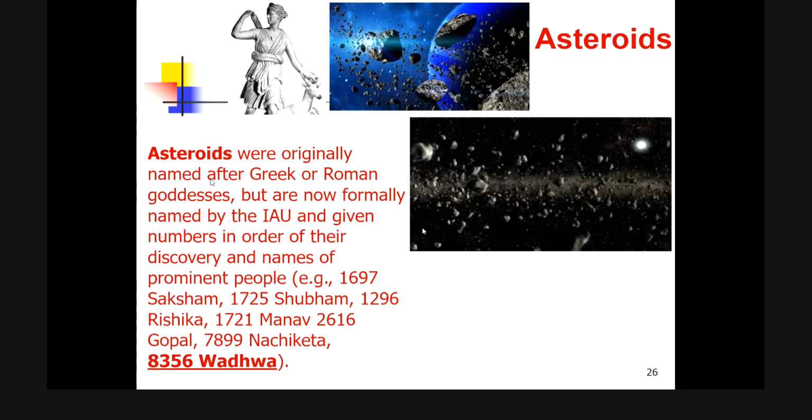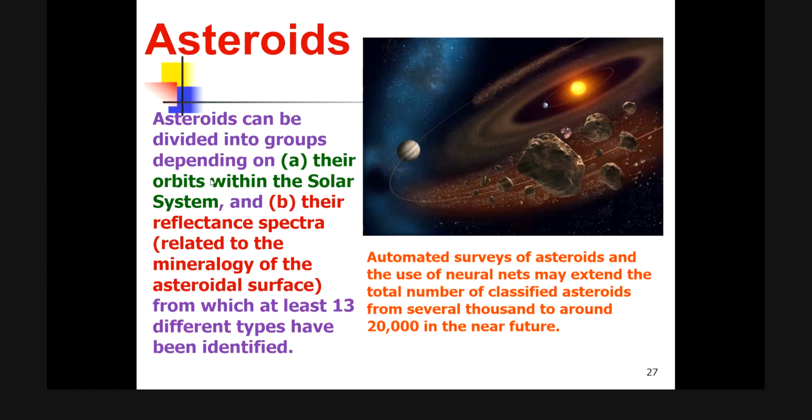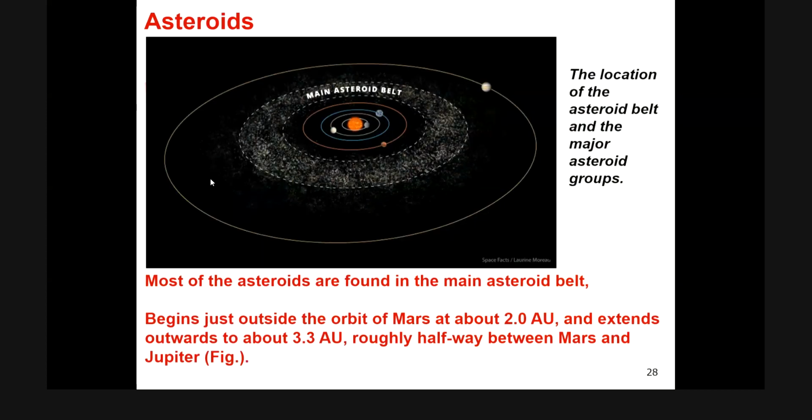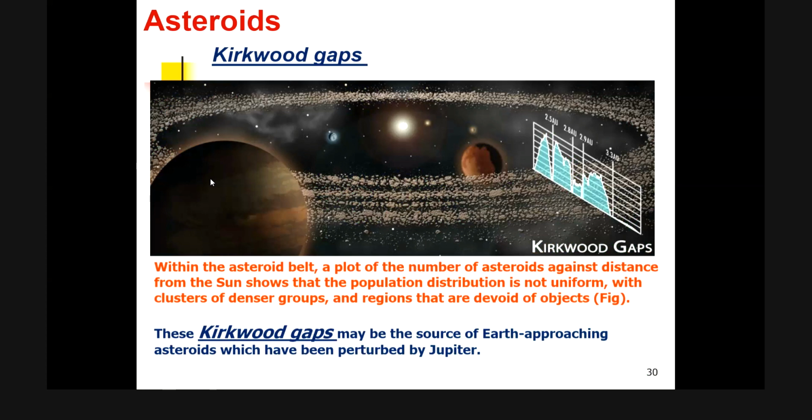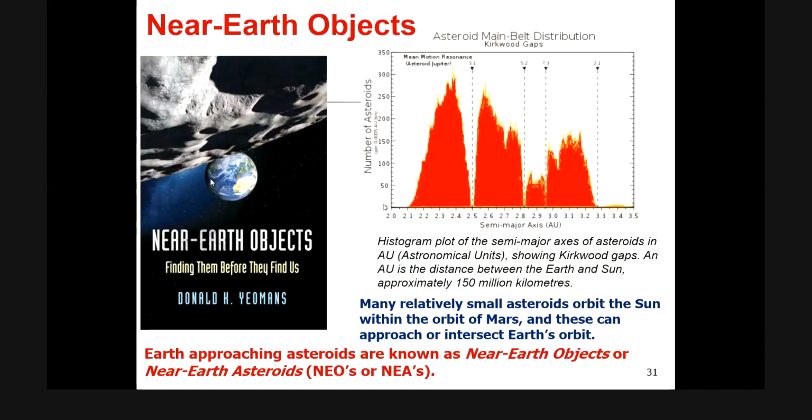Then we had dealt with asteroids, how they are named, and what asteroids are. Continuing with that, they can be divided into several groups based on their orbits and their reflectance spectra, which is related to their surface chemistry or mineralogy. We had learned about the location of the asteroid belt, which lies between the orbits of Mars and Jupiter mainly. There are several exceptions as well, a few other locations containing the Trojans and the Greek group of asteroids. Then something important about the Kirkwood gaps: if you plot the distance from the sun against the asteroid population at a certain distance, we found certain gaps, known as the Kirkwood gaps. So the distribution is not consistent. These gaps are basically representative of Earth approaching asteroids, right?